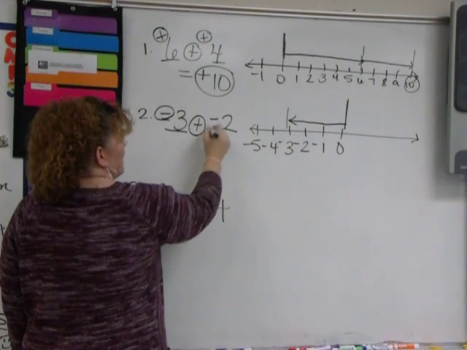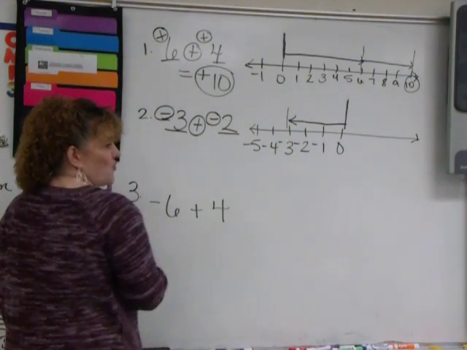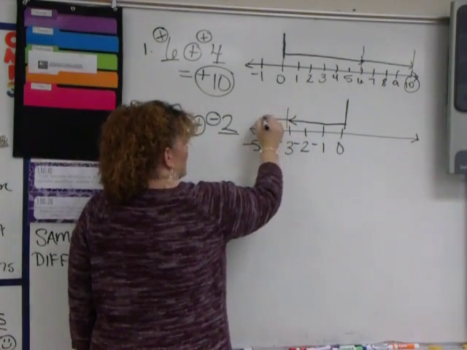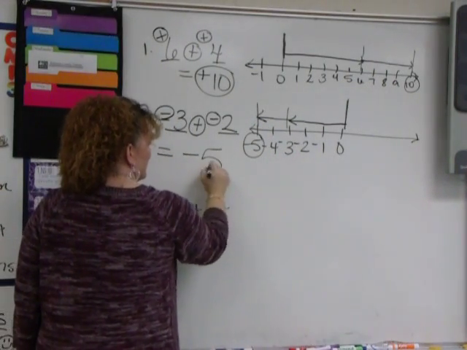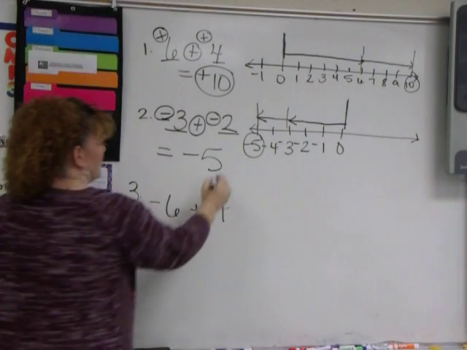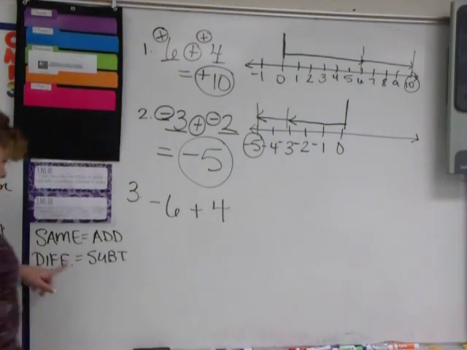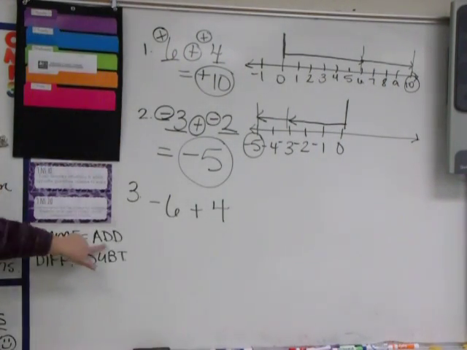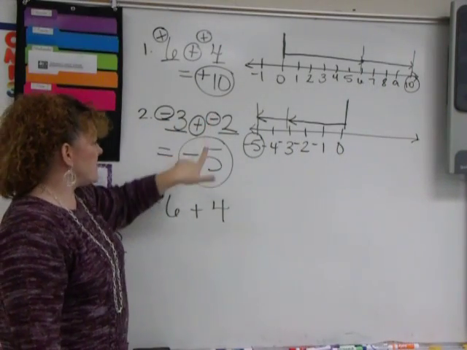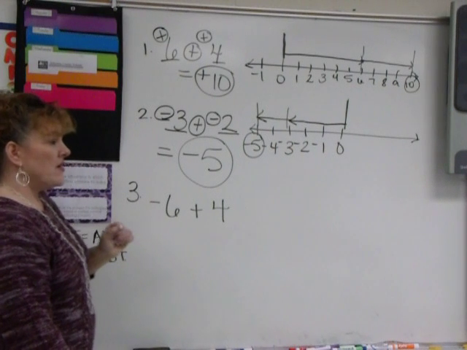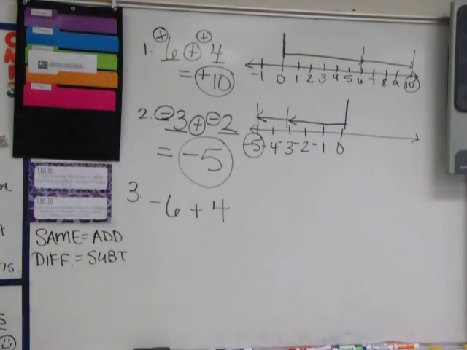Then it says move to the left again 2 more times. 1, 2. It puts me here at a -5, so my answer is a -5. So again, they're the same. So I add 3 plus 2 is 5. They're the same negative, so it's -5. So you're using the rules.